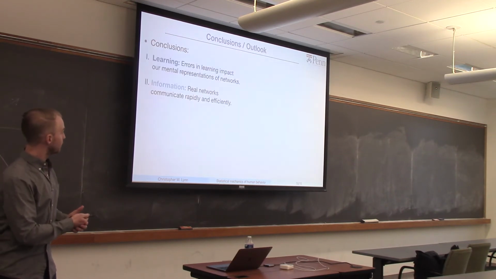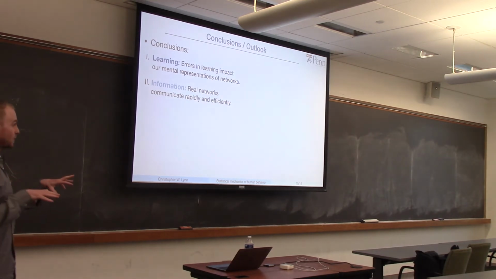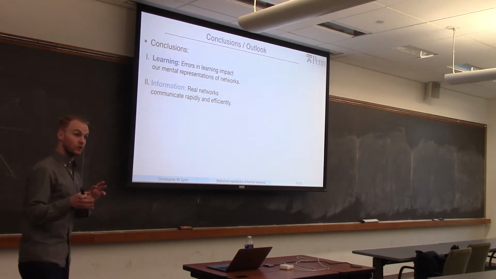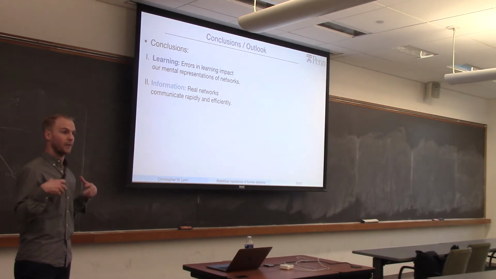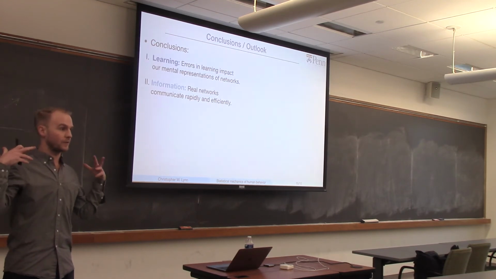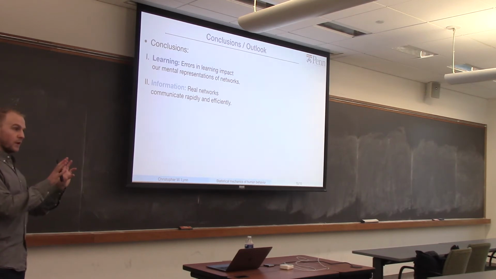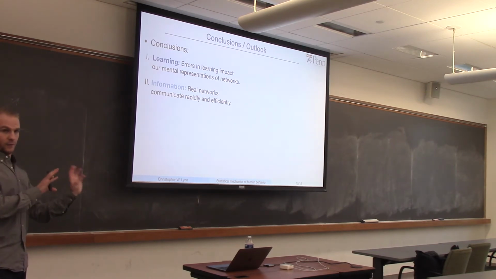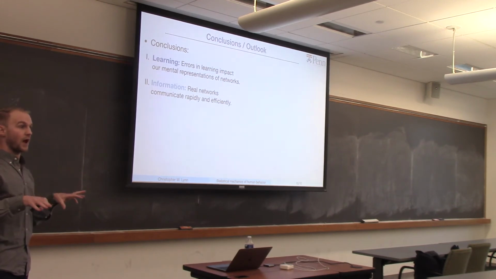So that was the last little thing I wanted to talk about. So just to conclude, we looked at 2 different aspects of how humans interact with networks. We looked at how humans learn networks, and we saw that errors in human learning in a large way impact our anticipation of events and impact our internal representation of what these networks look like. And then we flipped the script and asked what types of networks are able to communicate information both rapidly and efficiently to a human observer. And we saw that real networks actually are organized in a very specific way to have both of those properties.